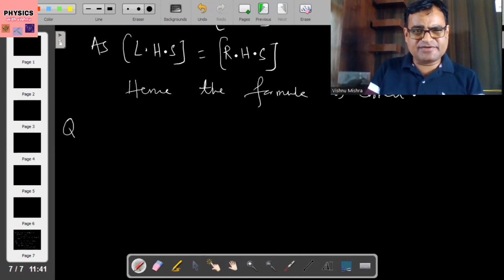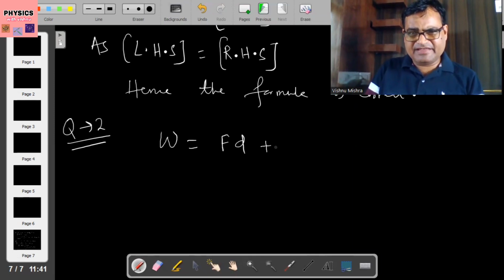Next, let's move to question number 2. Again, we have to check the validity of a formula. You see, W is equal to F into d plus half into what?